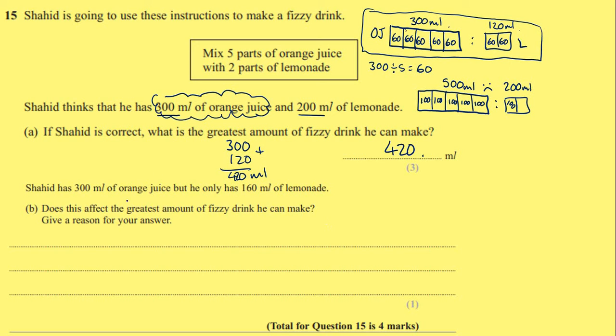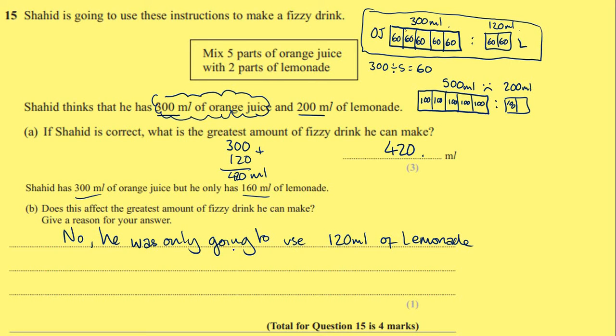Okay, Shahid does have 300 millilitres of orange juice. Okay, fair enough, he's just gone and checked. But he's only got 160 millilitres of lemonade. Now, was he going to use 160 millilitres of lemonade? Well, no, we said that he was going to use 120 millilitres of lemonade. So does that affect it? No. He was only going to use 120 ml of lemonade, so he still has enough to make his absolutely horrible sounding drink.